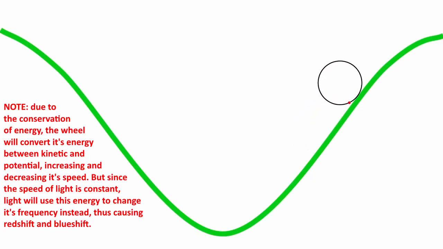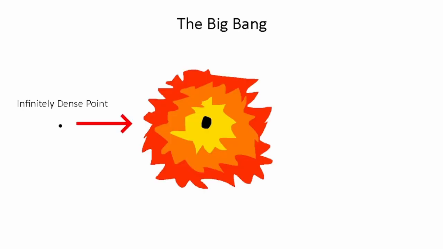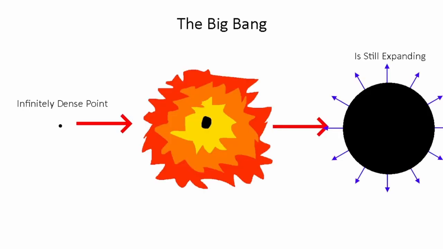The final cause of redshift is cosmological expansion, called cosmological redshift. Essentially, the Big Bang, which is the most widely believed theory of the beginning of the universe, is said to have started from an infinitely dense point in space, containing all the energy and the matter of the universe. It exploded and continues to expand to this day.